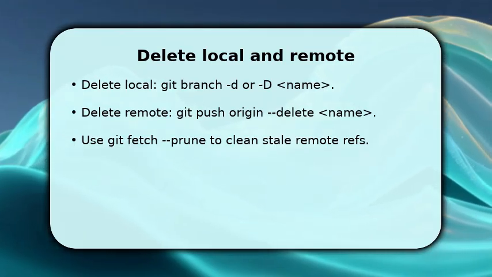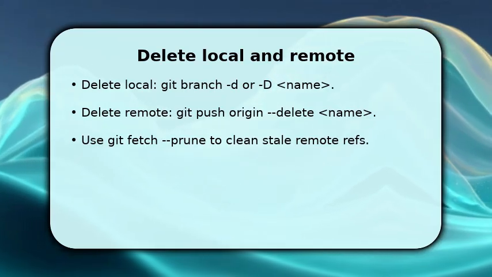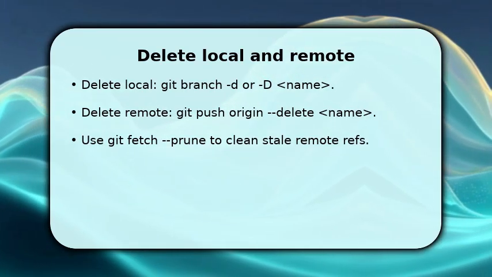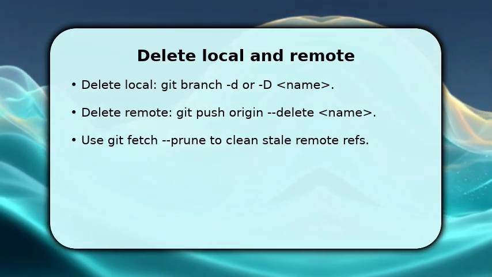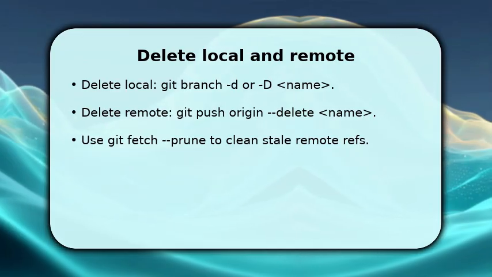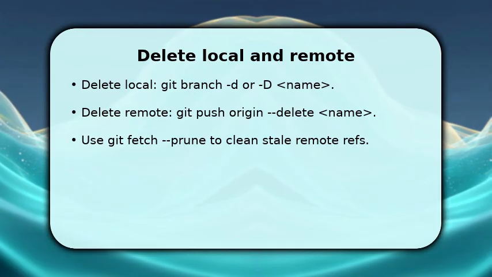To remove the remote branch, push the deletion with git push origin --delete branch-name, which tells the server to drop the ref. After removal, run git fetch --prune or git remote prune origin to remove stale references locally. Make sure to communicate with collaborators before deleting a shared branch.